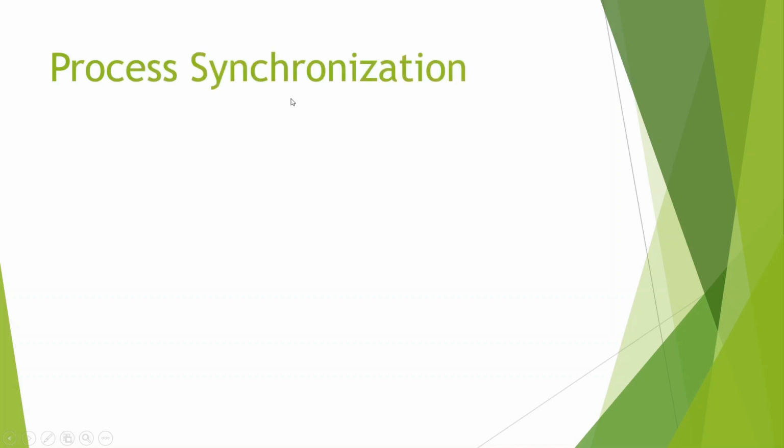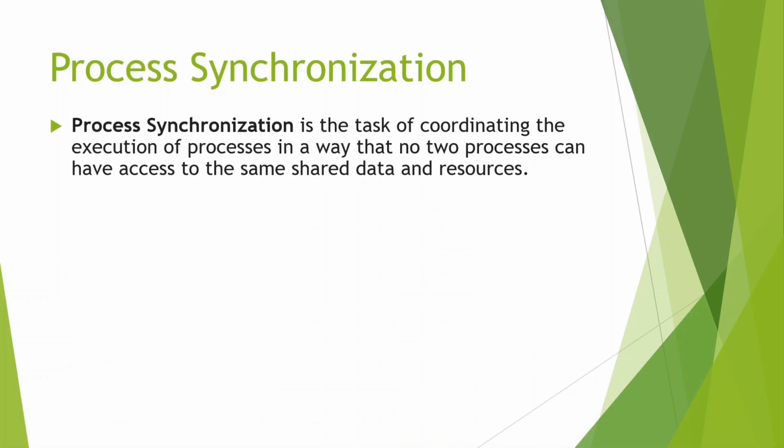Next, we come to process synchronization. So what is process synchronization? Process synchronization is the task of coordinating the execution of processes in a way that no two processes can have access to the same shared data and resources. There comes a problem when we share the resources, as we have mentioned in concurrent processes. The shared variable will of course change its value in between two processes. This might lead to problems. I'm going to explain it in detail.